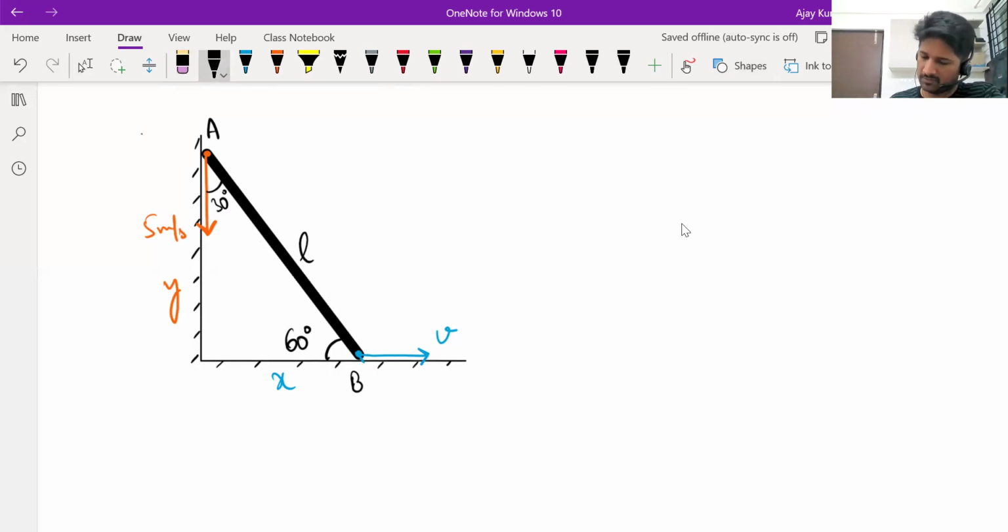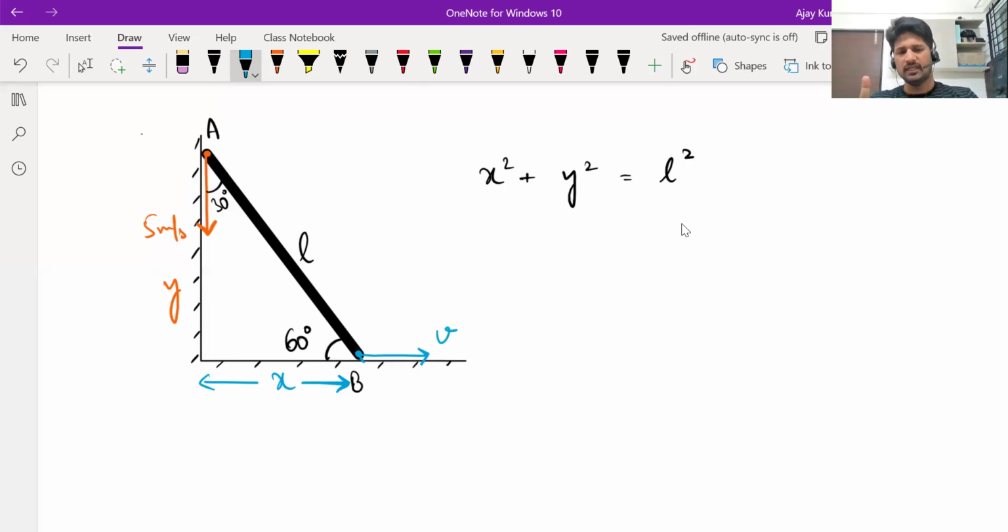If you apply Pythagoras theorem, at any instant, x squared plus y squared should be equal to L squared. x and y change, but L remains constant, and they change in such a way that x squared plus y squared is always equal to L squared. Now what we are looking for is the speed of the end B. The speed of B is nothing but the rate at which this distance x changes. Do you all agree with this or not?